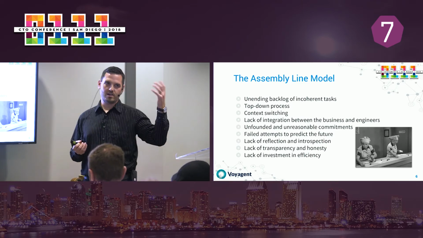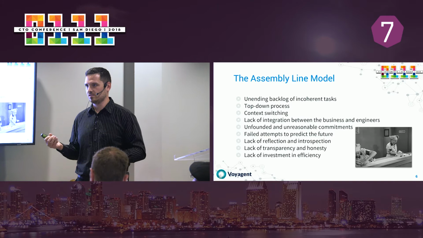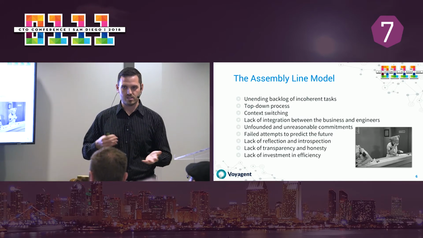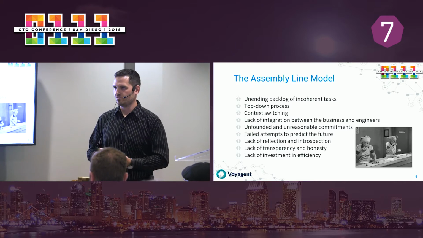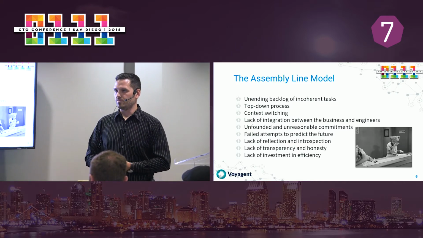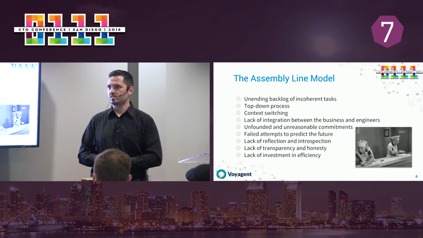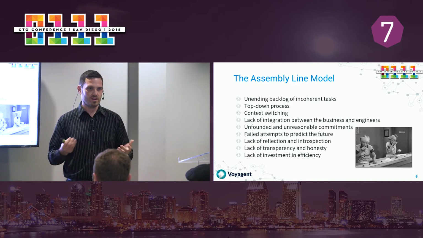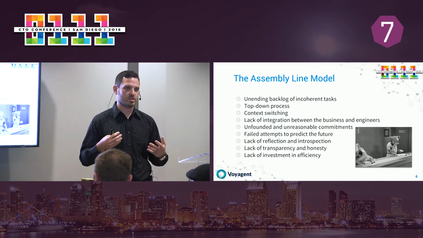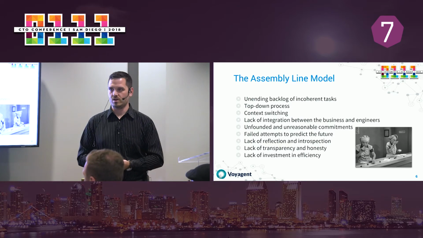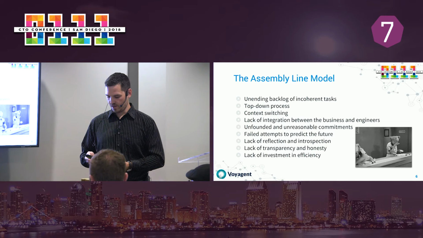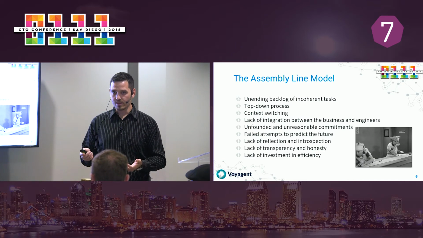You've either got a top-down process or no process at all. You've got a lot of context switching because you don't have any clear set of priorities and you're just going after the squeaky wheel. You have a lack of integration between business and engineering. Again, you have this inability to make commitments and predict the future, and you're not investing in your work process and so on, and everything breaks down. So how we got here.